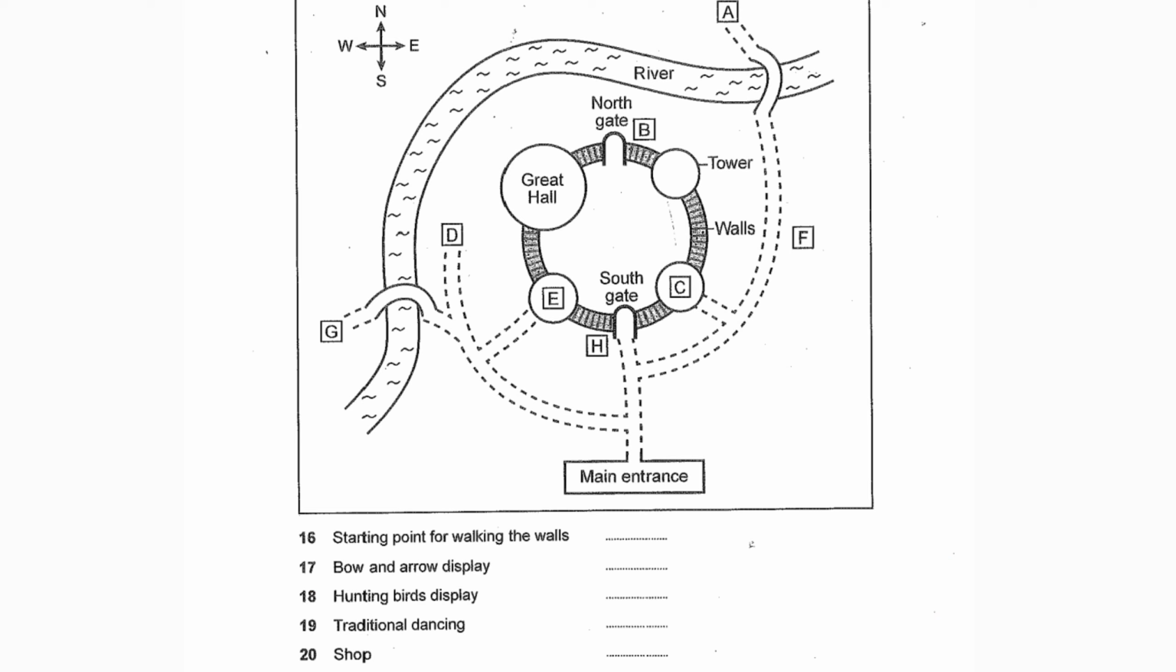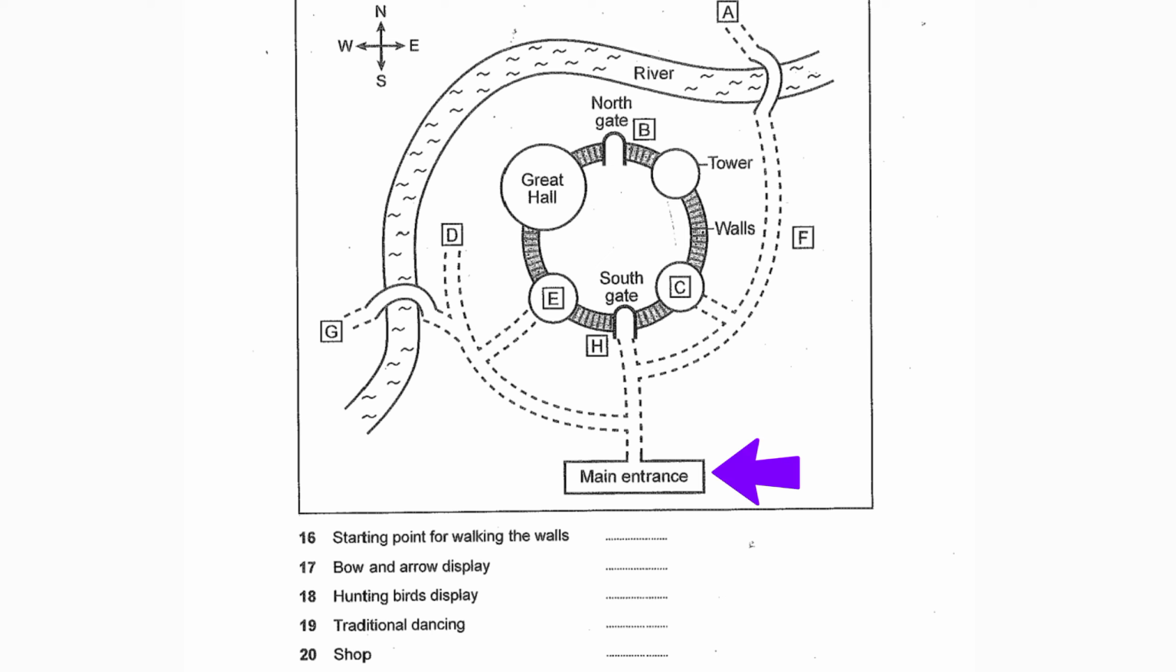People do underrate it, but it can help you clarify the remaining options. Now we'll solve this maps question. We need to have a quick look at the questions. Walking the walls here, bow and arrow, hunting birds, traditional dancing, and shops. That's enough looking. Now we'll move towards the maps.